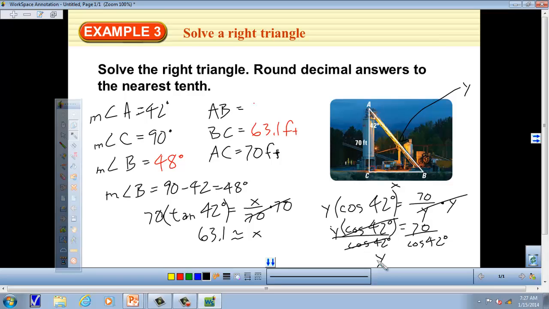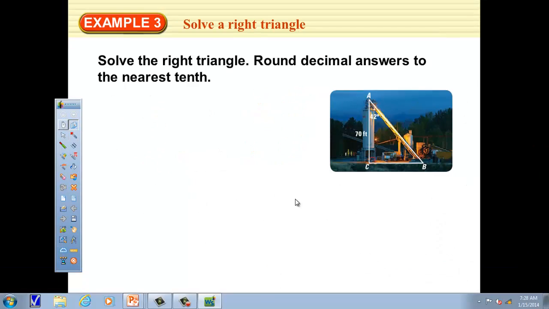So I'm going to use my calculator, and I get y is approximately equal to 94.2. So up here, 94.2 feet. And this is solving a right triangle. We know all of the sides and all of the angles. So I'll show you again.